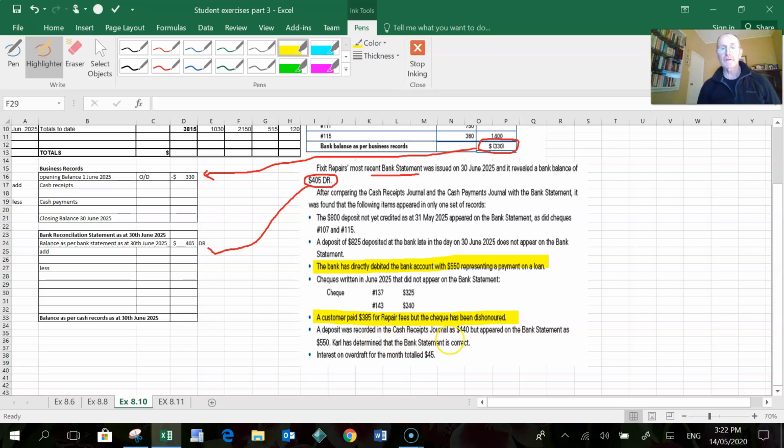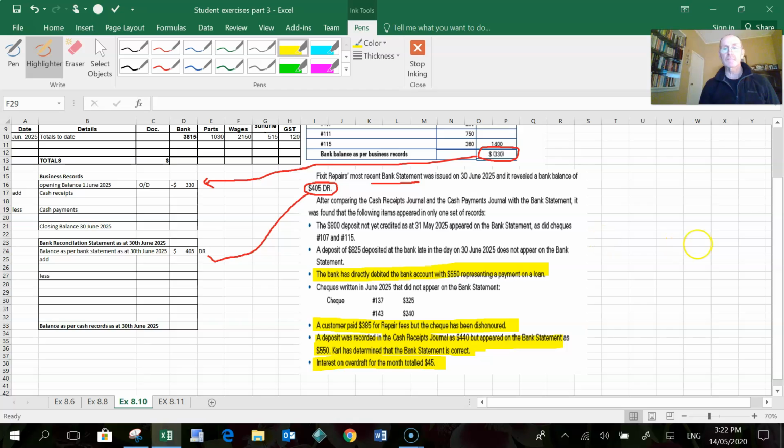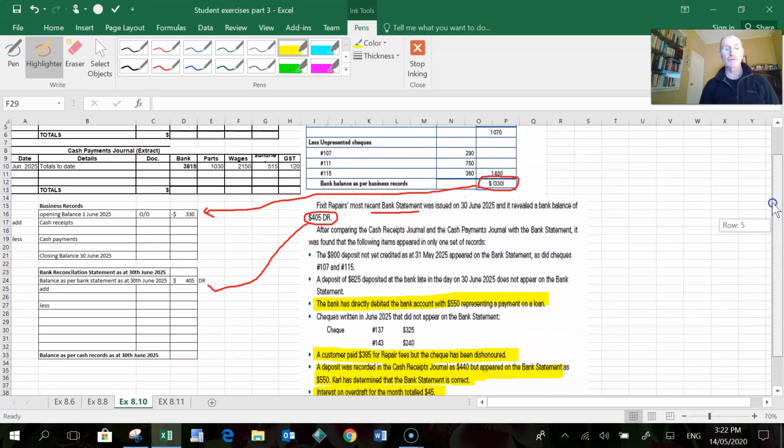A deposit was recorded in the cash receipts journal as $440 but appeared on the bank statement as $550. Carl has determined that the bank statement is correct. So therefore we have recorded it as $440, which is fine, but we've made a mistake. We should have written down $550. So we need to adjust our cash receipts to get the correct figure, and we are never going to know about interest until the bank statement turns up. Right, so there's your 4 changes that we need to make to our cash journals.